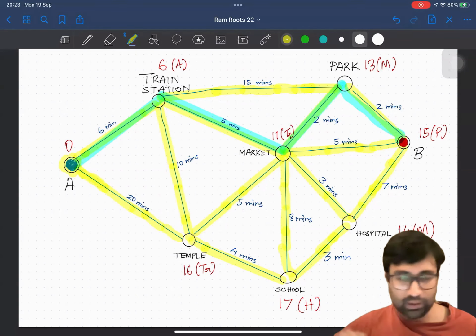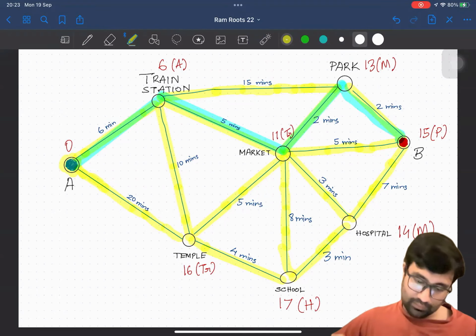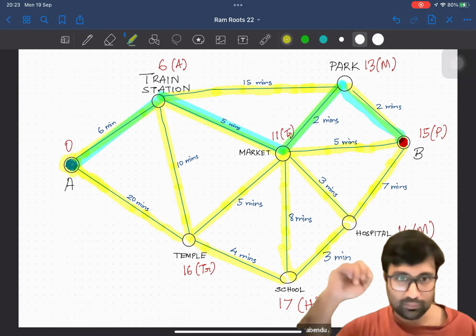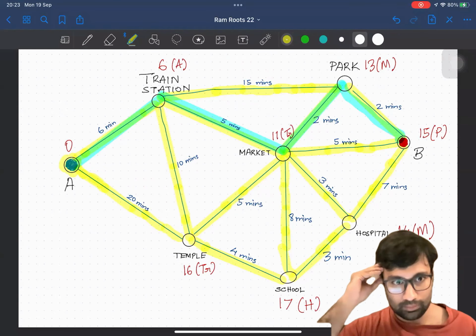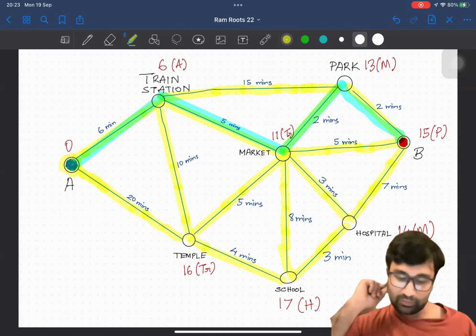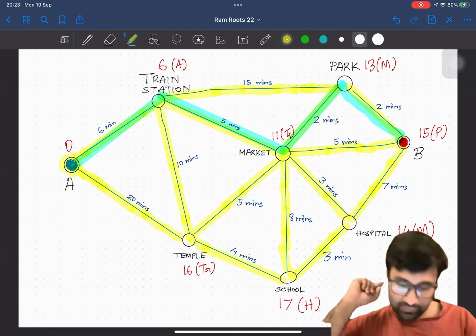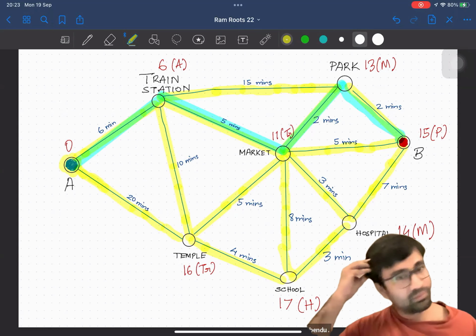20 minutes. 15 minutes, right? I think it was 15 minutes. Right? Because from A to temple, it takes 20 minutes. If you go directly from A to temple, it takes 20 minutes. But if you go from A to train station, train station to temple, it takes 16 minutes.